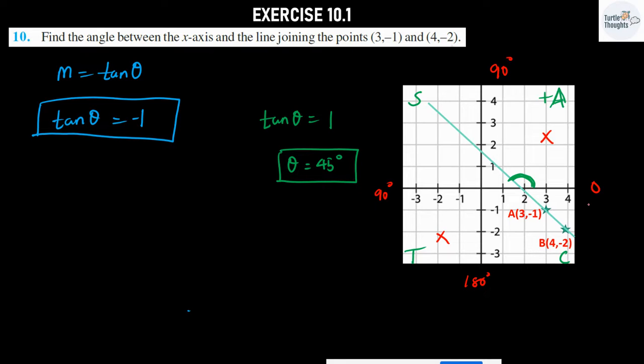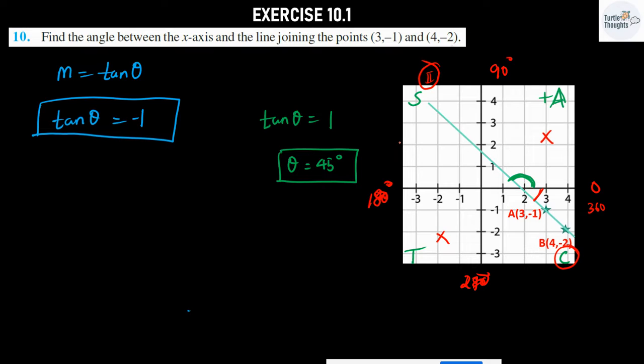Also, 180 to 270, sorry, this is 270, this is 180. 180 to 270 is not possible because the tan value will be positive here and we are getting a negative value. It cannot be in the fourth quadrant also. Why? Because this is not the angle we are measuring, this is the angle we are measuring, right? So which quadrant does it have to lie in? It has to lie in the second quadrant, right?